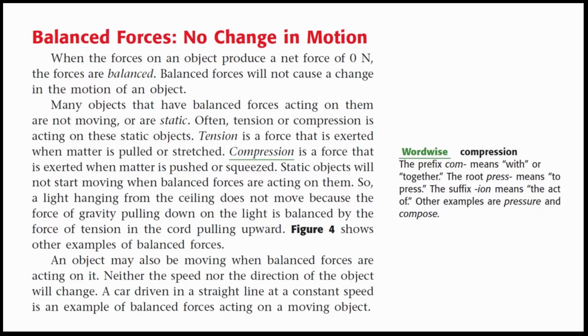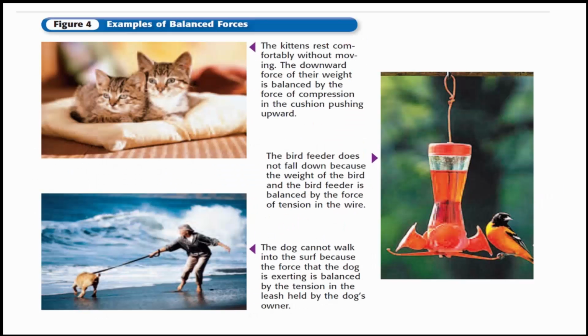So, a light hanging from the ceiling does not move because the force of gravity pulling down on the light is balanced by the force of tension in the cord pulling upward. Figure 4 shows other examples of balanced forces. An object may also be moving when balanced forces are acting on it. Neither the speed nor the direction of the object will change. A car driven in a straight line at a constant speed is an example of balanced forces acting on a moving object.